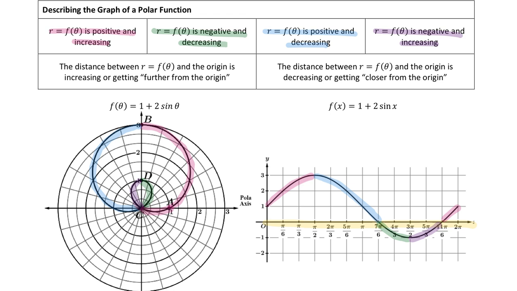Now, what are we trying to show here? Remember, the object of these descriptions is to describe whether the graph is getting closer or further from the origin, aka the distance is increasing or the distance is decreasing between the radius and the origin. This is hard to see on a polar graph because we're not used to it, unless we're following the counterclockwise motion of whether we're getting closer to or further from the origin.